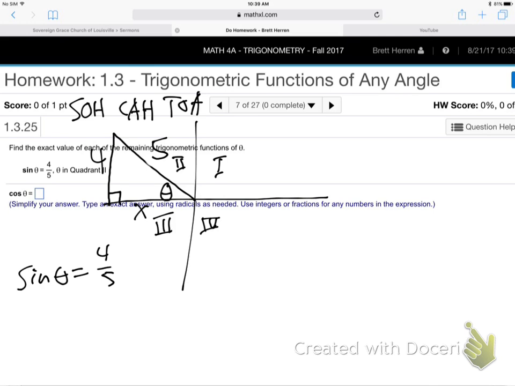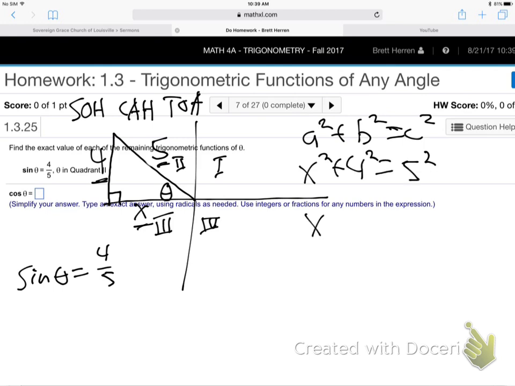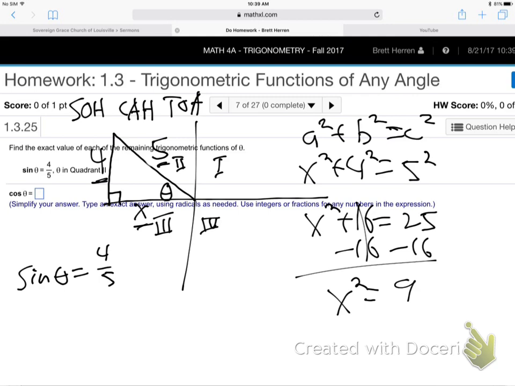That's a 3. Now, if you forget the 3, 4, 5, you could just do the Pythagorean thing. You just say x squared plus 4 squared is 5 squared, right? Plus 16 is 25, subtract 16. X squared is 9. Sure enough, no surprise, x is 3. So I'm helping you avoid all that work. 3, 4, 5.